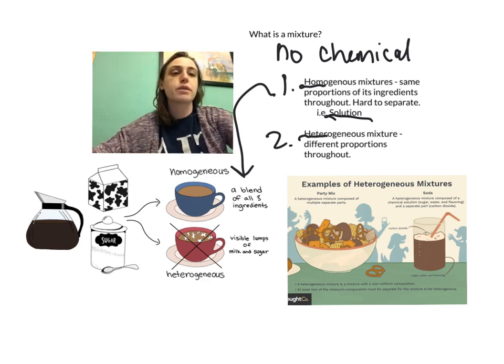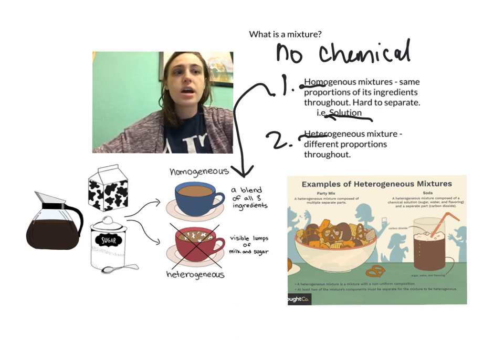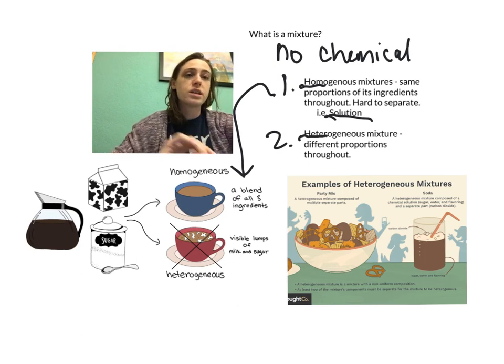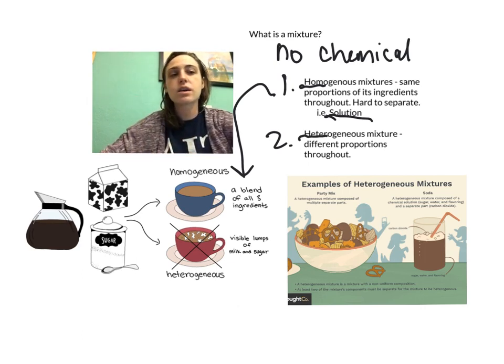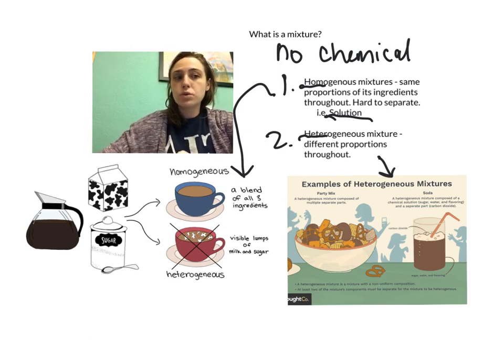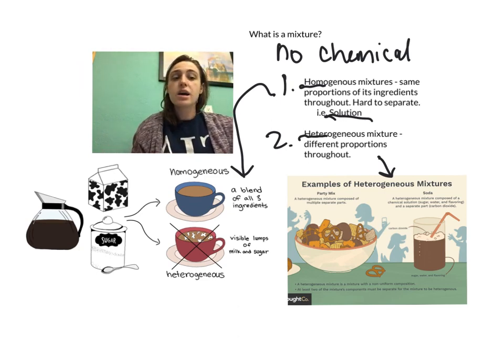Now, the second type of mixture, the heterogeneous mixture, is when you have different proportions, and it's usually easier to pick out at least two of those different things. So look at this example down here in the second box. You have two things here. First one is a party mix, like Chex Mix or something like that. You can very clearly pick out the pretzels. You can pick out the little checkery things.